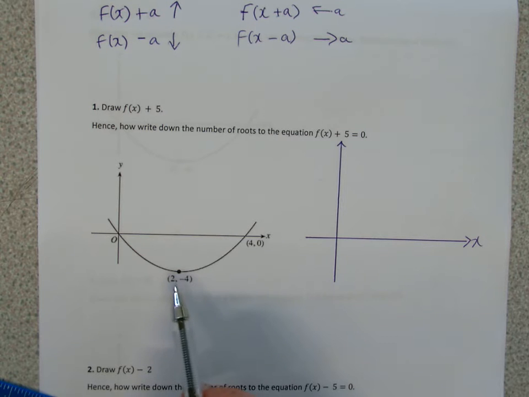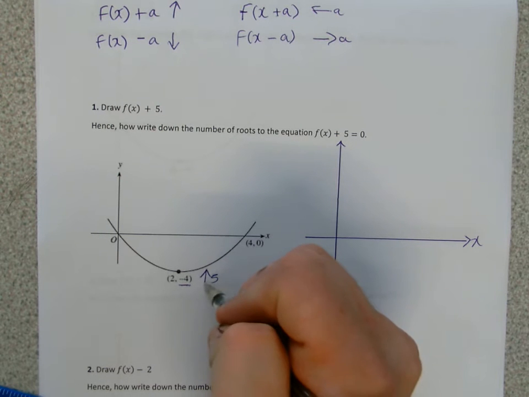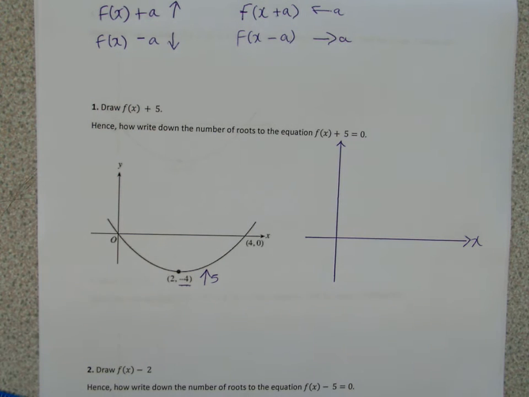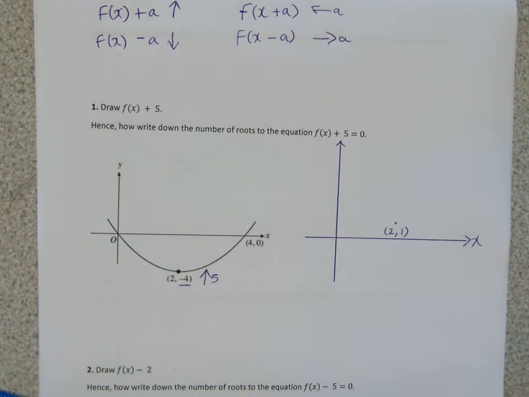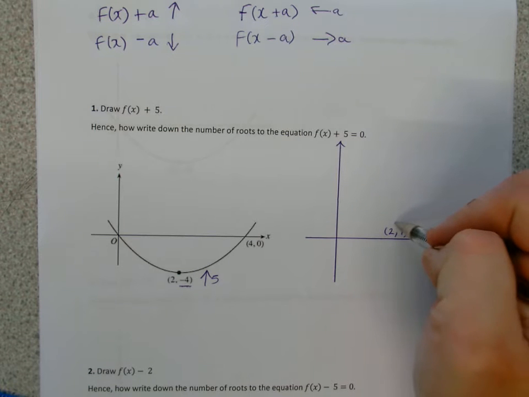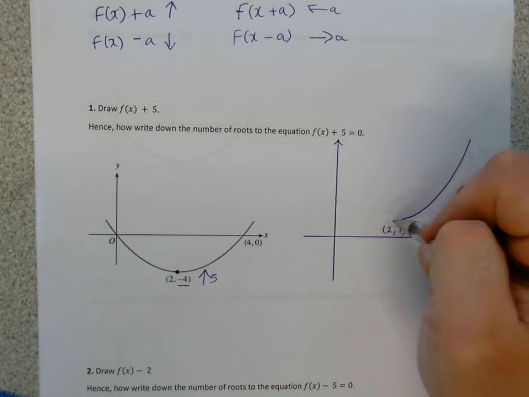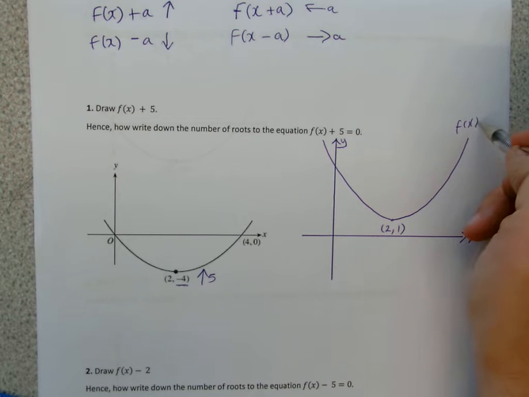But what happens here when you're adding 5 is that the y value needs 5 added to it. If you add 5 to minus 4, you end up with 1. If you shift that up 5, you end up with 1. The x value stays the same, so that's going to be 2, 1 there. It's just the y value you're adding 5 to. And then that's the minimum point of the curve. So you draw your curve like that, and we're done. We label this f of x plus 5.